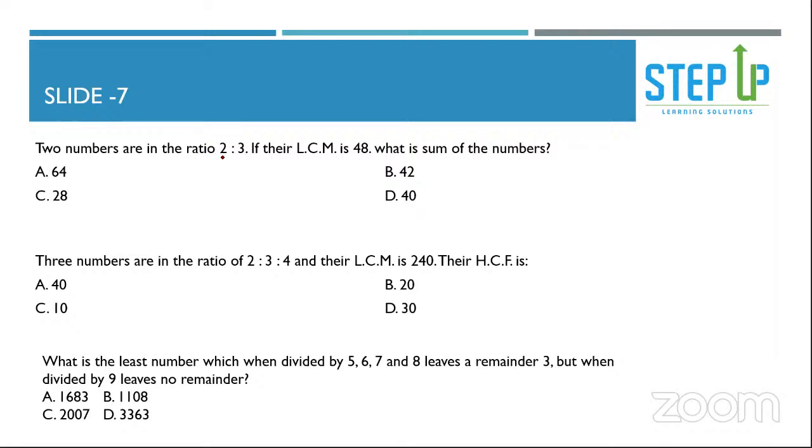So two numbers are in the ratio of 2 and 3. Let's say the numbers are 2x and 3x. So the LCM of 2x and 3x is 6x, and 6x is equal to 48. It means that x is equal to 8. Now they are asking what is the sum of the numbers. What are the numbers? 2 into 8, 16. 3 into 8, 24. So the addition of these numbers is 40.